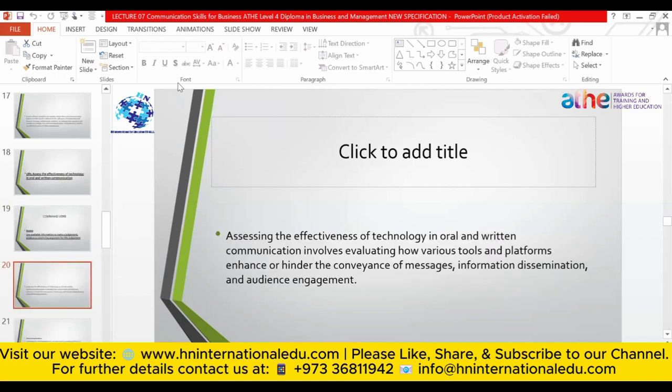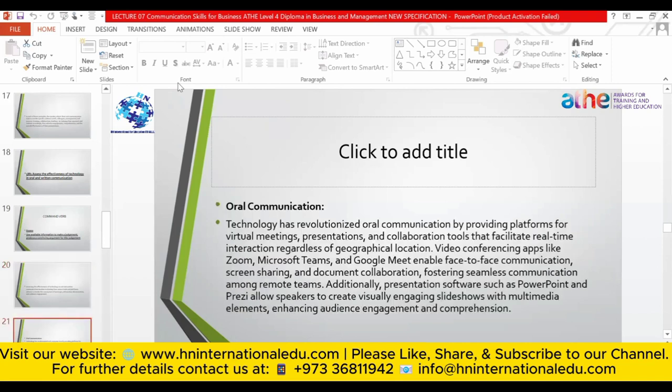Assessing the effectiveness of technology in oral and written communication involves evaluating how various tools and platforms enhance or hinder the conveyance of messages, information dissemination, and audience engagement. That is what we're doing in oral and written communication through technology. We are conveying messages one-to-one. We are discussing information. We are engaging the audience. Oral communication: technology has revolutionized oral communication by providing platforms for virtual meetings, presentations, and collaboration tools that facilitate real-time interaction regardless of geographical location.